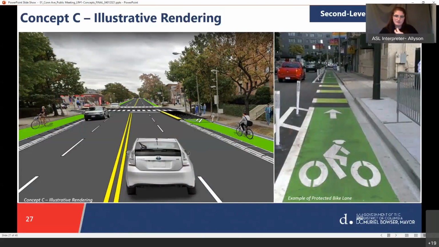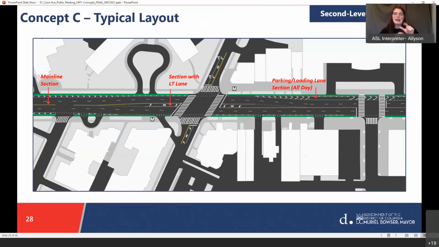Next slide. This is showing a layout of the different cross sections of what concept C might look like. So on the left, a mainline section that is showing the two lanes in each direction with a protected bike lane. The middle would show a cross section with a left turn pocket, and that would be accommodated by reducing some of the buffer width and the travel lane widths. And then on the right, a parking and loading lane where we would accommodate parking on one side of the street in the commercial areas for 24 hours a day, 7 days a week. And the location is pending more consultation with some of the businesses as well.